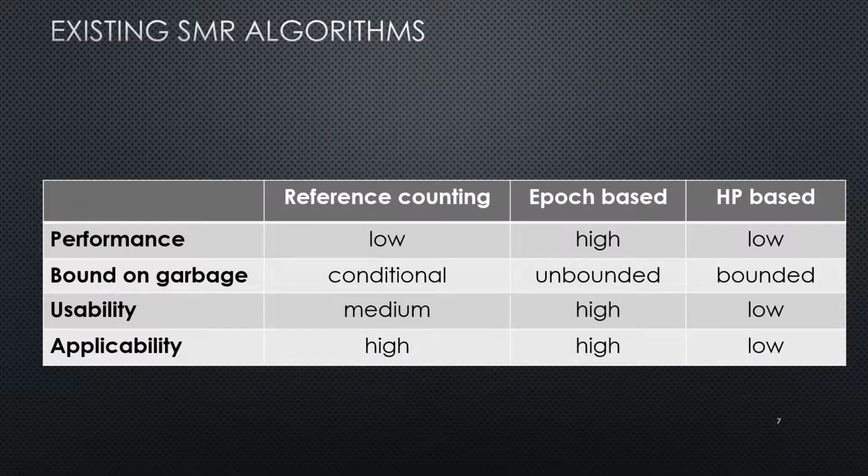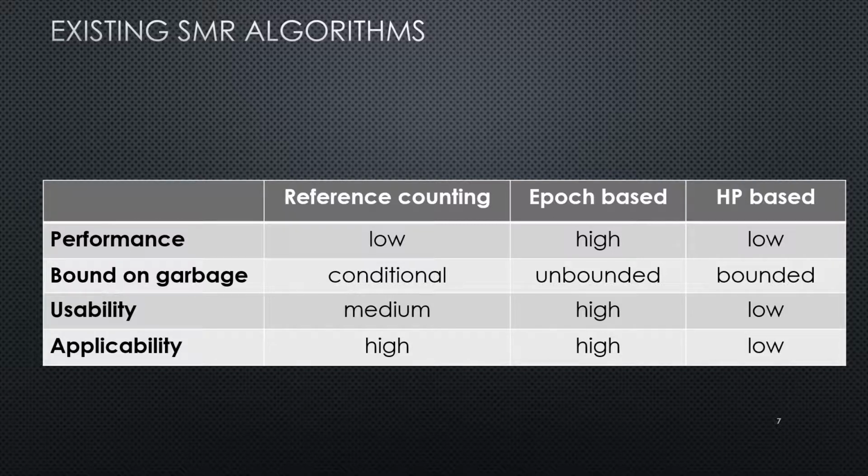Existing safe memory reclamation algorithms can be categorized into three broad categories. First, reference counting based algorithms. Second, epoch based algorithms. And third, hazard pointer based algorithms. It turns out that reference counting based algorithms have low performance and conditionally bound the garbage. Meaning, if garbage has cyclic pointers, then the number of unreclaimed records could grow unboundedly.